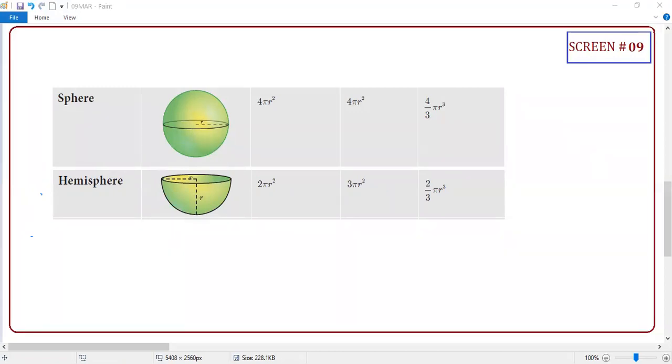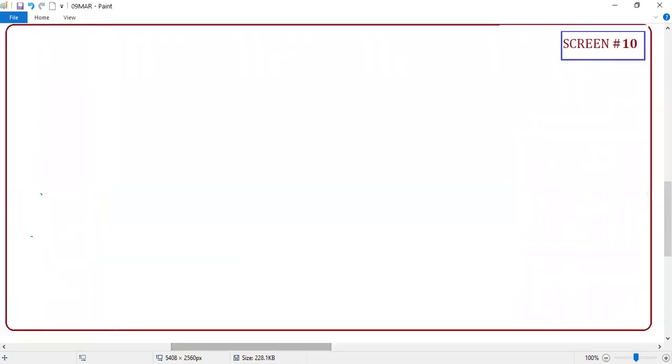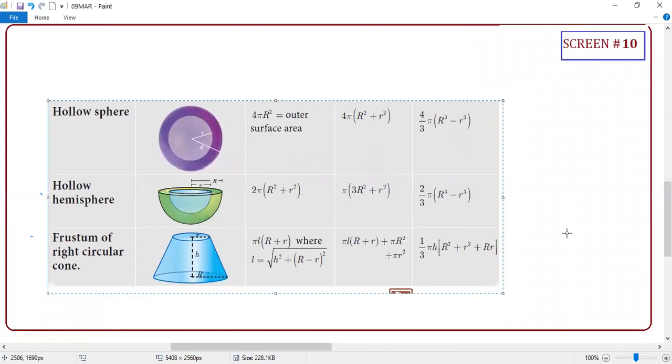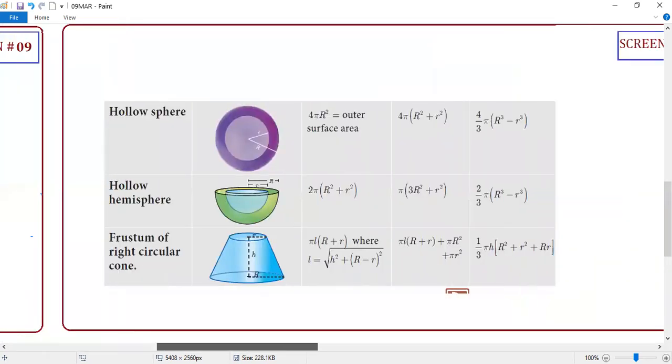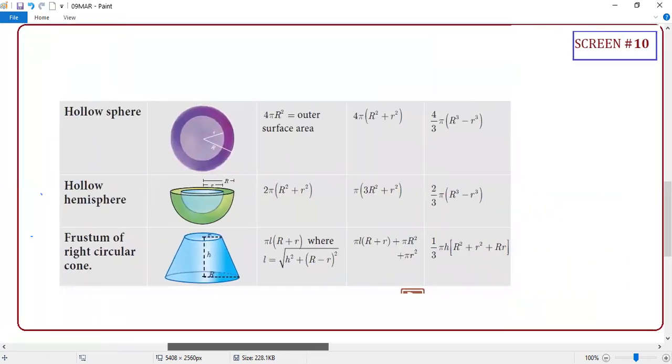Again, knowledge is not just for scoring, students. You have to apply it whenever you have that. It's for knowledge. Guys, you have to be thorough with these formulas. And the last screen, number 10, is optional. If you want, you can learn it.